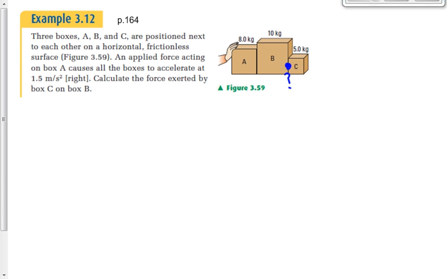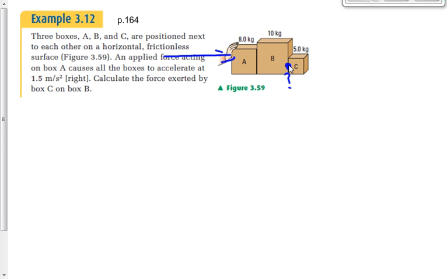I'm pushing this thing to the right. You can see the person's hand there, right? Pushing it to the right. Does C push on B? It has to. Why? Well, because in order for C to go forward, B has to push it forward. All right, when I push on A, it pushes B, B pushes on C. If B pushes on C, then C must push back with an equal and opposite force on B. Does that make sense? All right, so we're going to get the force of B on C, or the force of C on B. It doesn't really matter because they're equal and opposite.